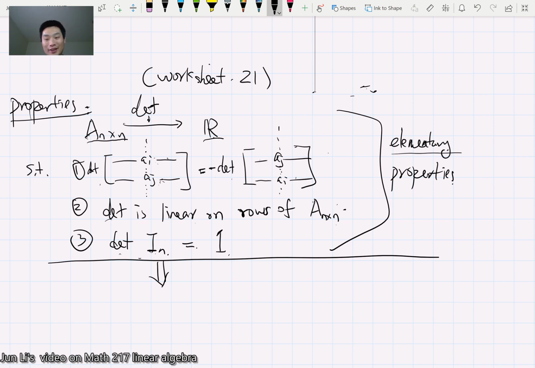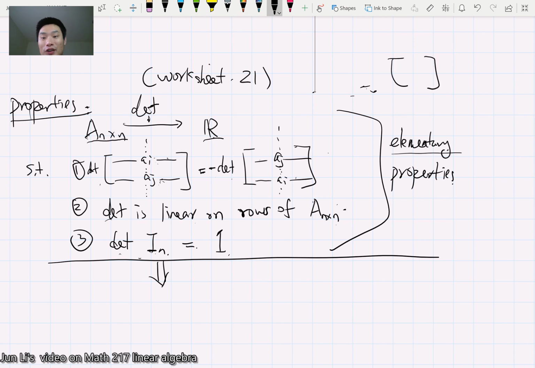So now why are these called elementary properties? I think if you look back a little bit at elementary matrices, you will see what this is. Basically, this is computing the determinant on elementary matrices. We have three kinds of elementary matrices, right?